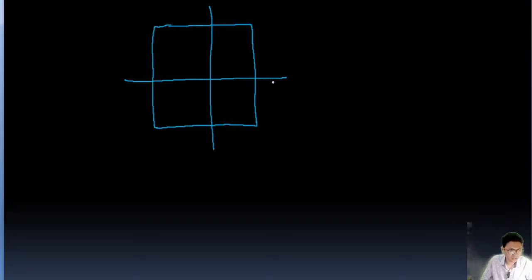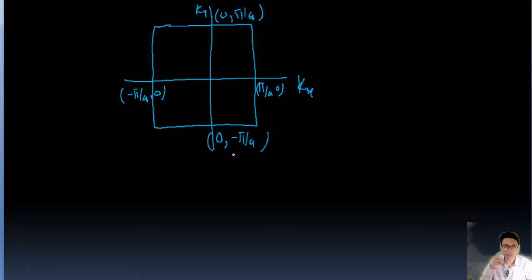This one, okay. So this is kx and this is ky, right? And this is (pi/a, 0), the first Brillouin zone is, okay, (-pi/a, 0), and this is (0, pi/a), and this is (0, -pi/a). Okay, so this is the first Brillouin zone.